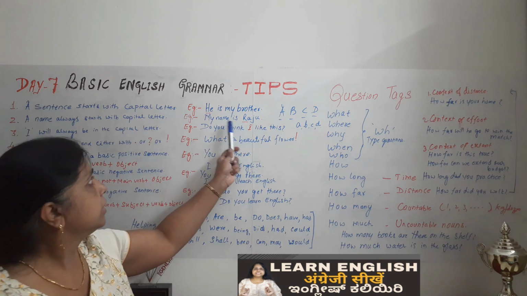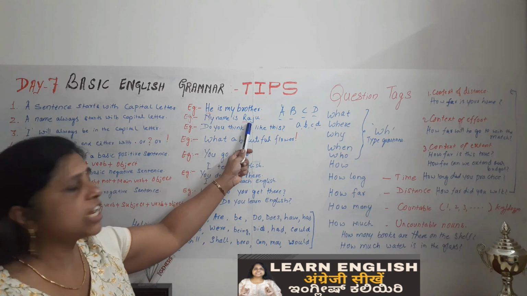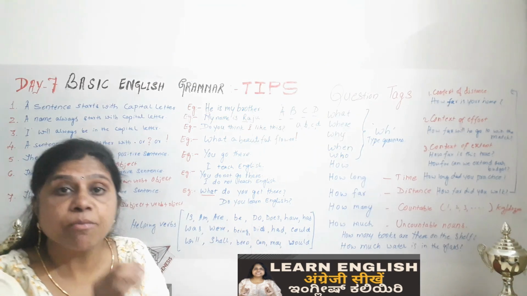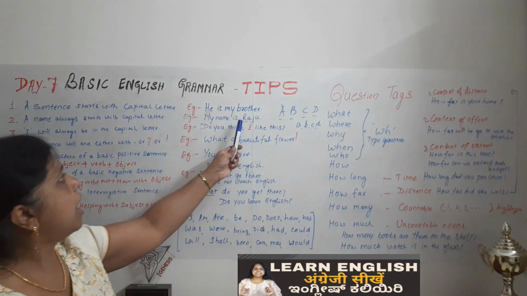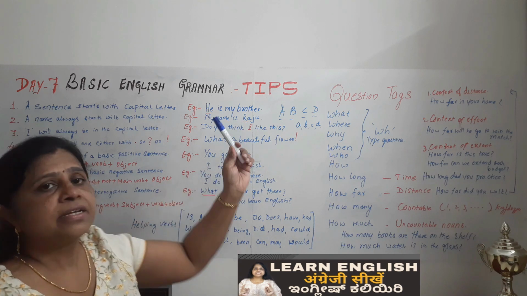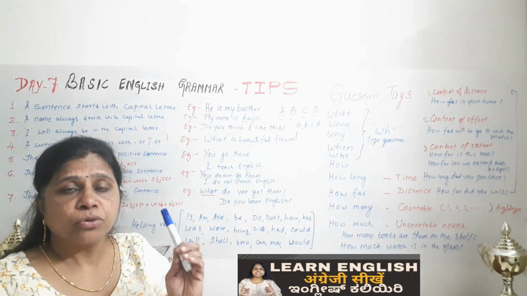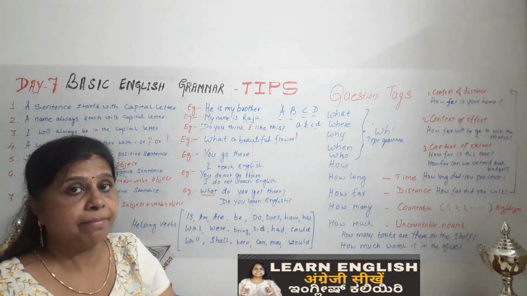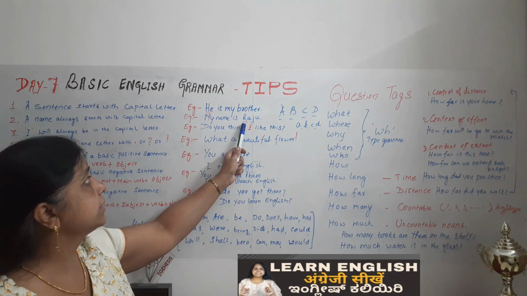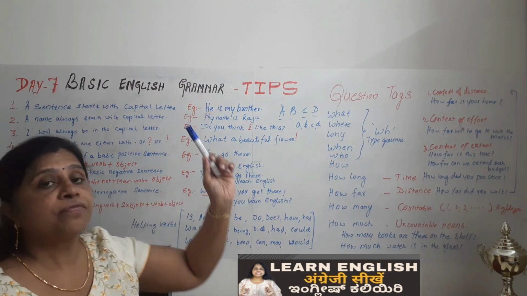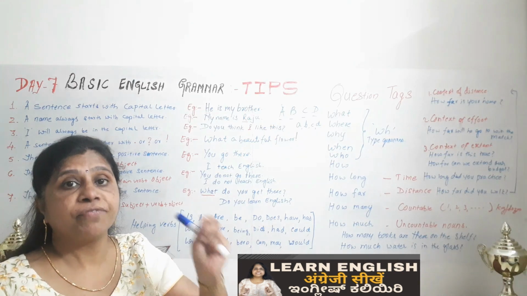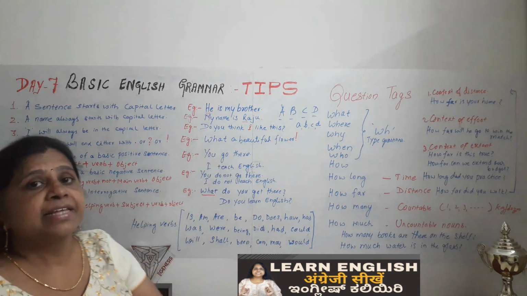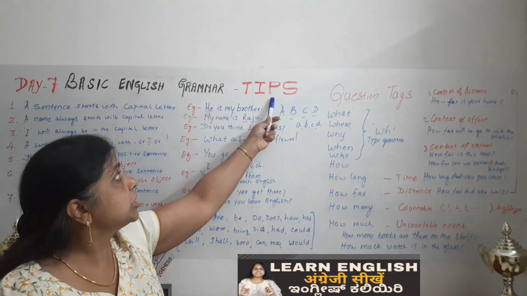Second tip, a name always starts with a capital letter. For example, my name is Raju. When we say Raju, Raju is the name of a person. So R is a capital letter. So remember that the first letter of a name should always be a capital letter, and here the first letter of the beginning of a word should be a capital letter.